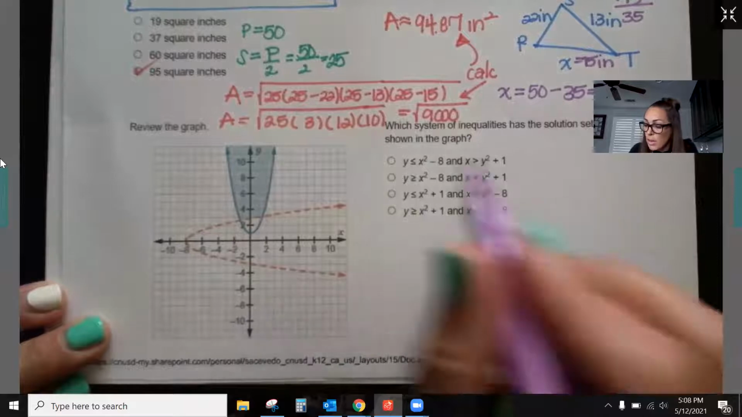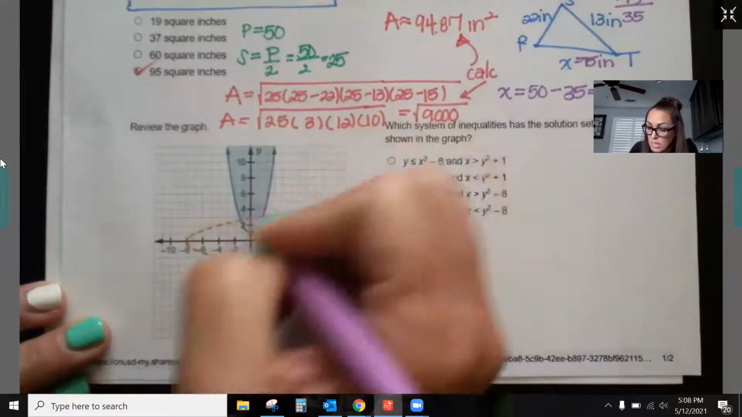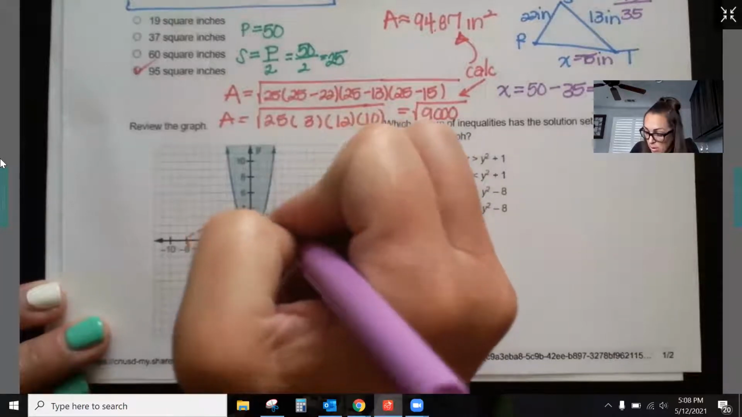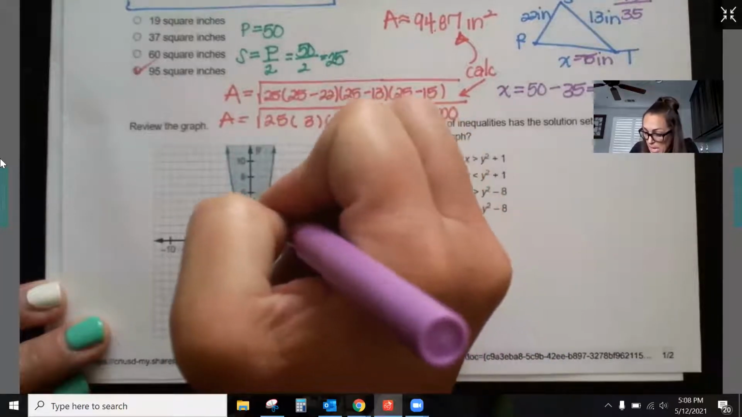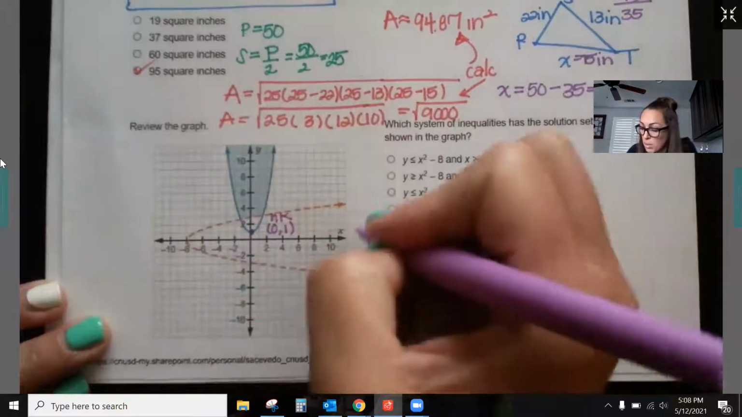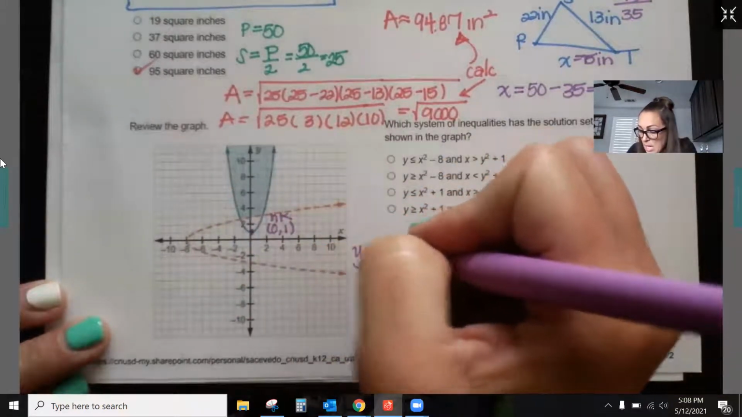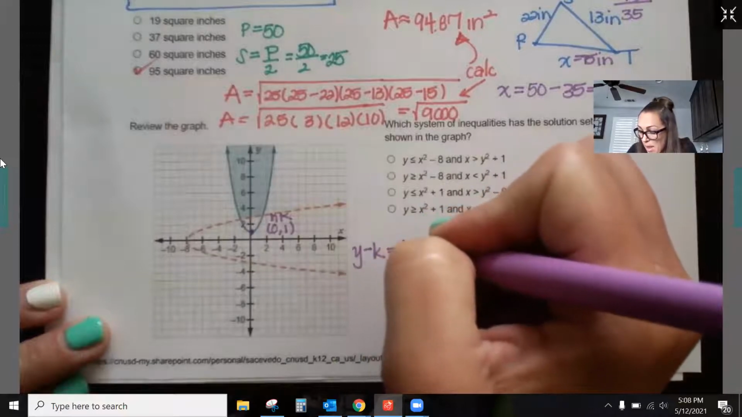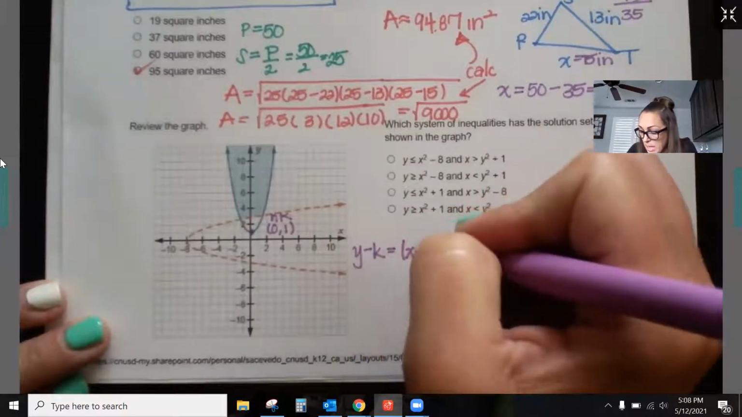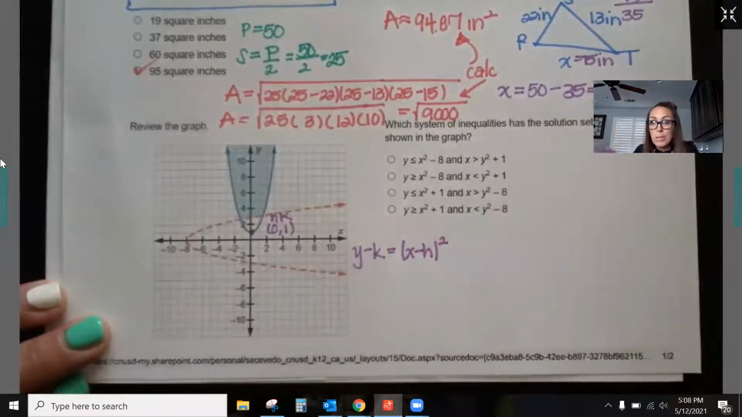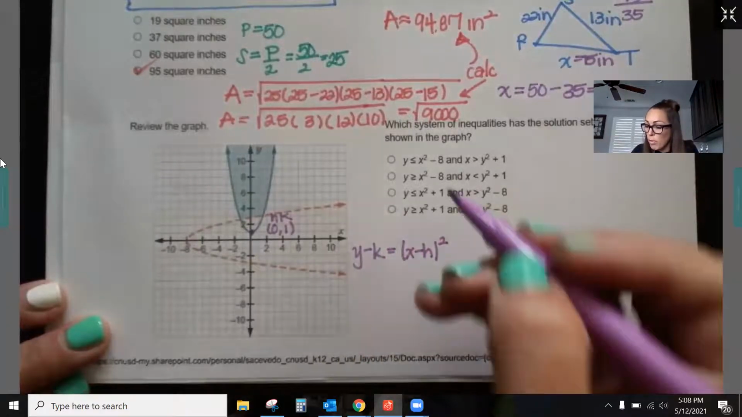So if I look here, first thing I would do is identify my vertex. So this one's going to be a y equals. My vertex here is going to be at 0, 1. So here's my h and my k values. Since it's a y equals, my equation would be something like y minus k equals some x minus h squared. And everything I'm going to do right now is equals because I don't know which way the sign is going to go. We're just talking general form.